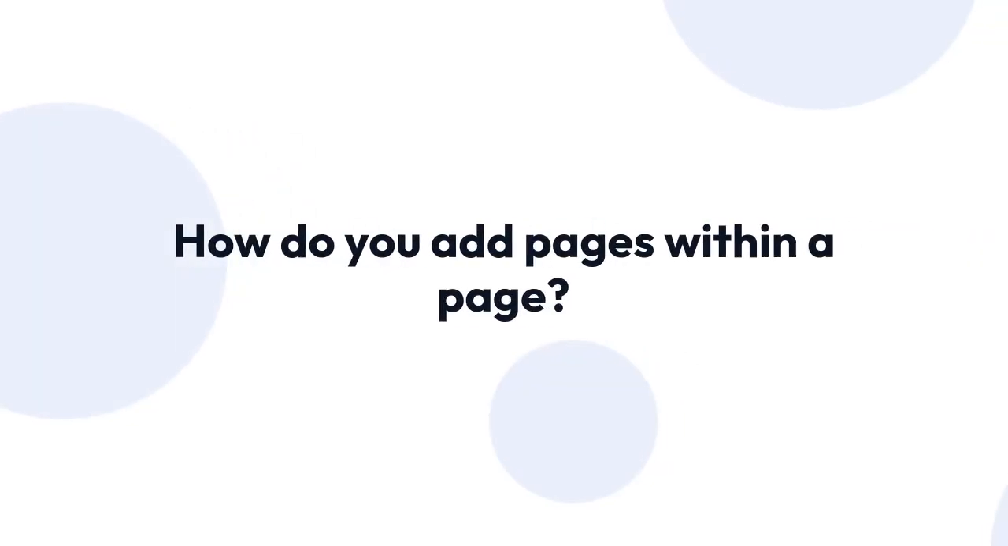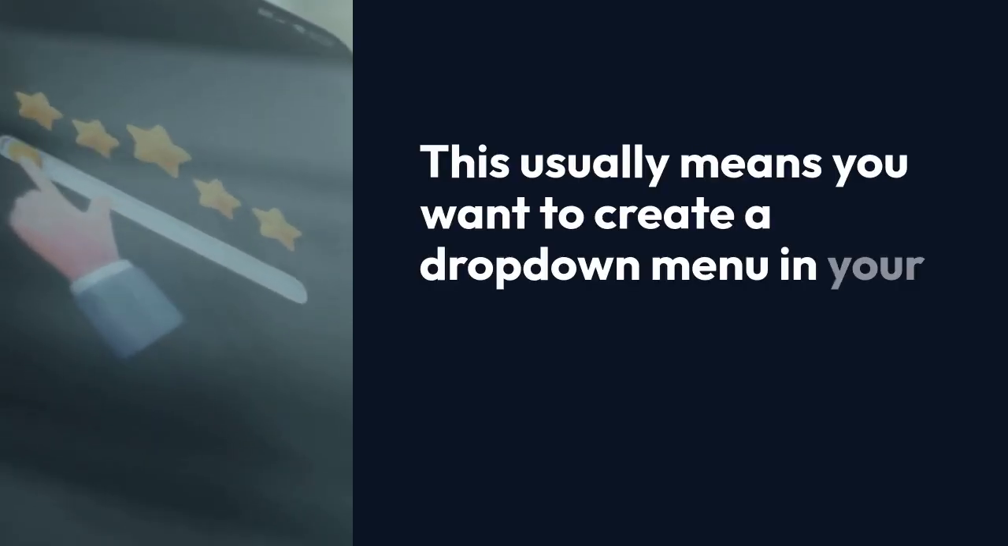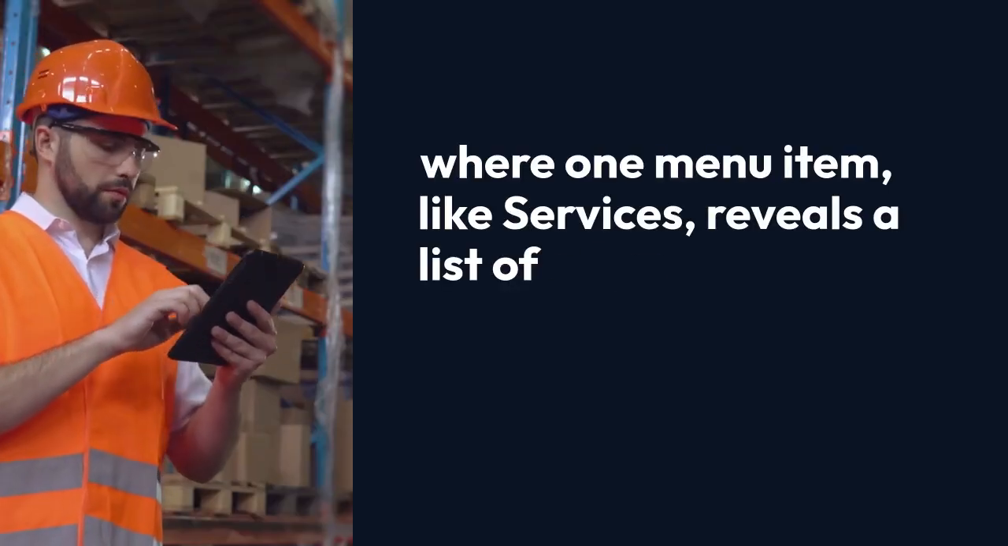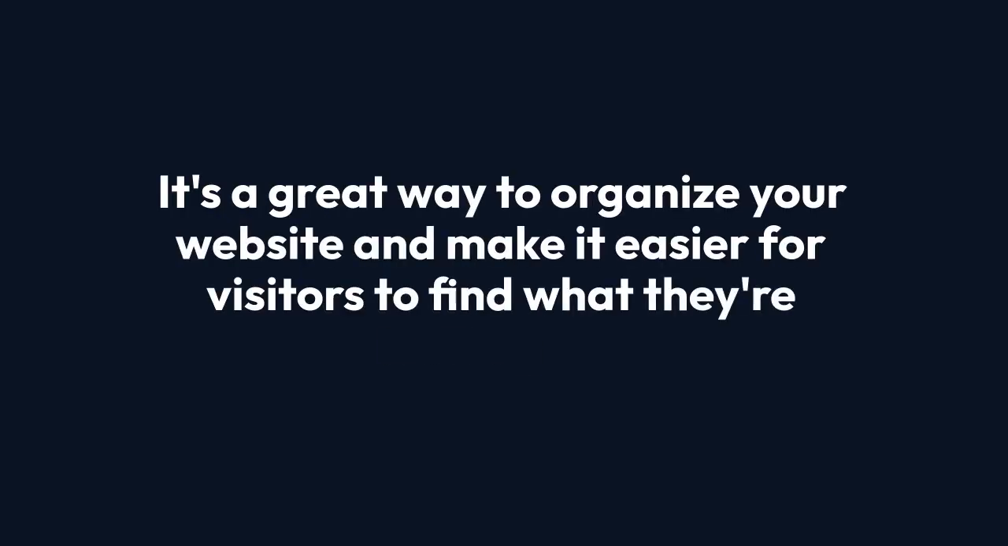Today, we are going to tackle a very common question for Squarespace users. How do you add pages within a page? This usually means you want to create a drop-down menu in your main navigation, where one menu item, like services, reveals a list of other pages when you hover over it. It's a great way to organize your website and make it easier for visitors to find what they're looking for.